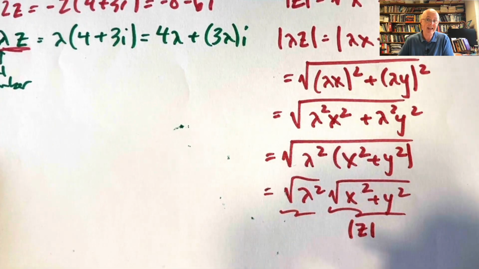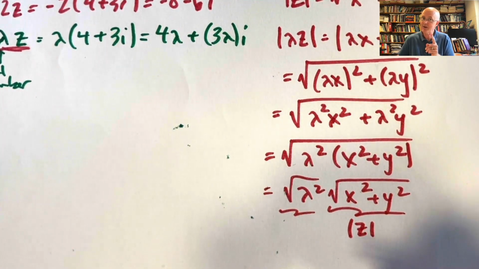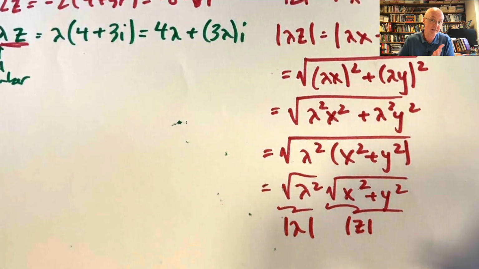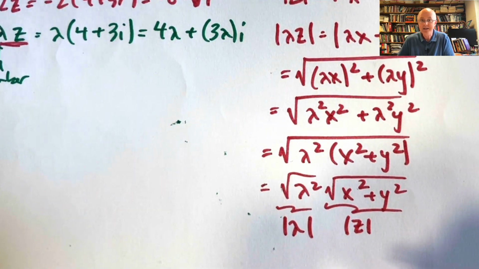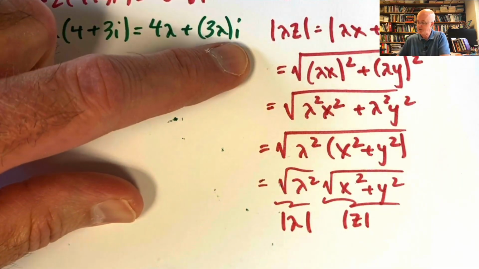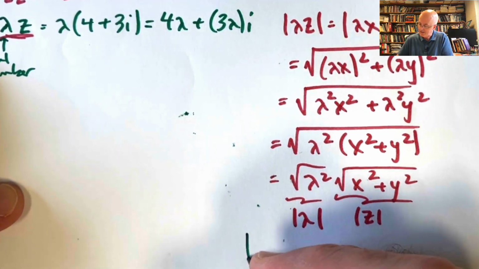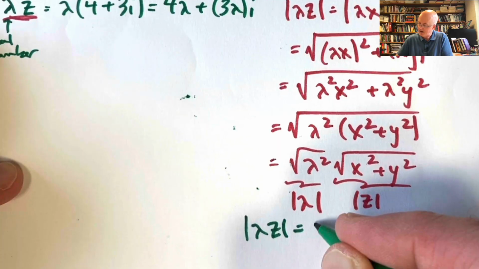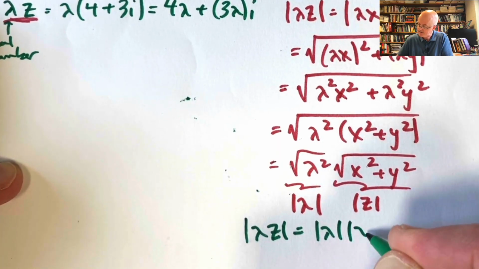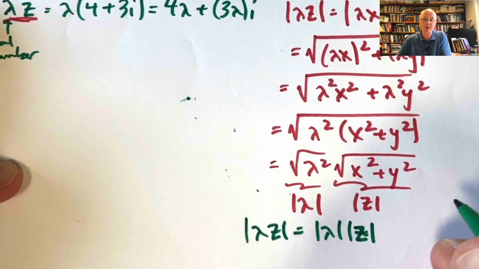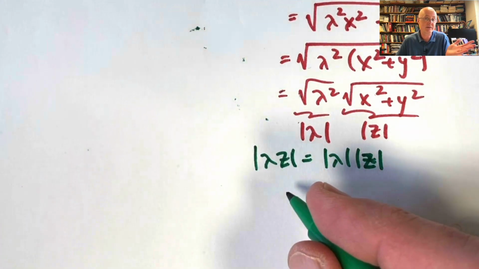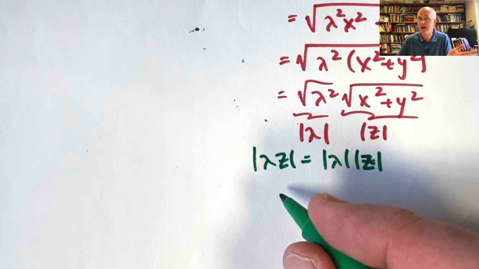What's this? Is that lambda? Well, careful. Lambda could be negative. This is actually the absolute value of lambda, or you could even call it the modulus of lambda. So what we've done here is we've derived a general formula that the modulus of lambda times z is the modulus of lambda times the modulus of z. We have verified this in the case where lambda is a real number. Though this turns out to be true, we'll see eventually, even when lambda is a complex number.